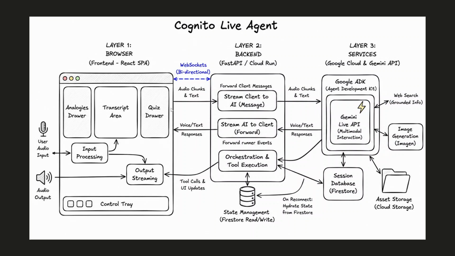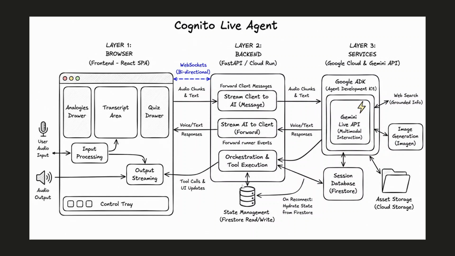This is necessary because the Gemini Live API requires bidirectional streaming of the audio and text chunks from the client to the server and vice versa. So the client sends and streams audio and text chunks, and the server also streams that back to the client.